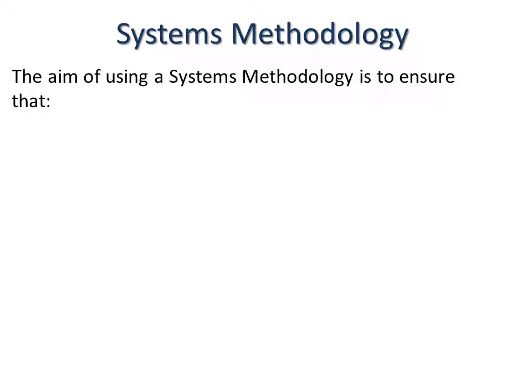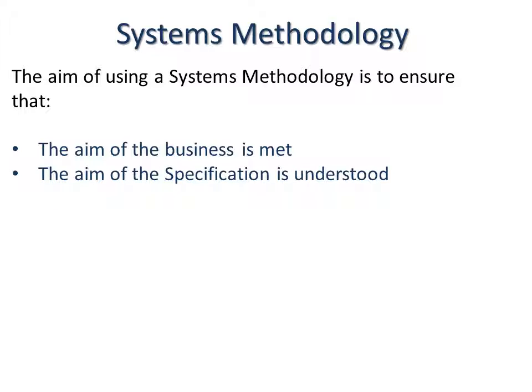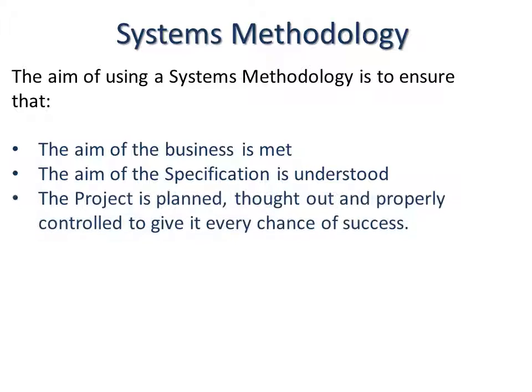So what is the aim of using a systems methodology? It basically is to ensure that the aim of the business is met. So what actually do they want? What is it that they want? So understanding their domain, understanding their business roles, and the aim of the specification is understood. And more importantly, that the project is planned, thought out, and properly controlled to give it every chance of success.